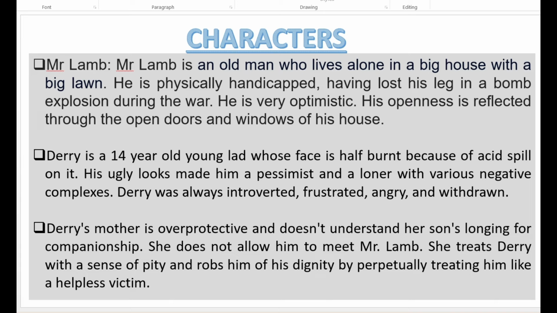He is physically handicapped, physically impaired, having lost his leg in a bomb explosion during the war. He is very optimistic, though. He's very positive and optimistic also. His openness is reflected through the open doors and windows of his house also. Let me add a few more values to his character here, because he's very open, very optimistic as well as positive, and very much expressive because he's an old man. Also he is very positive towards his future, because he's an experienced man as well. That is all reflected through his dialogue in the chapter also.